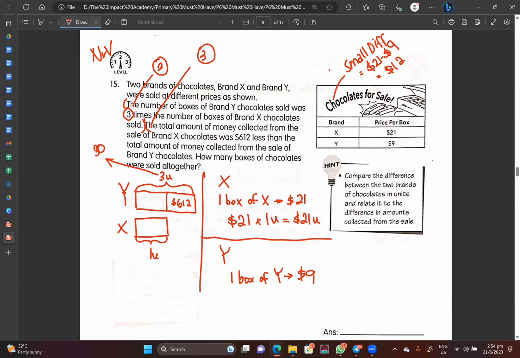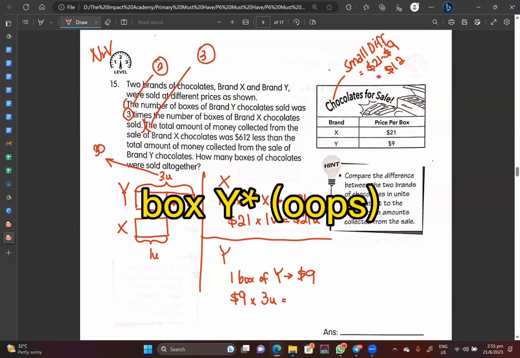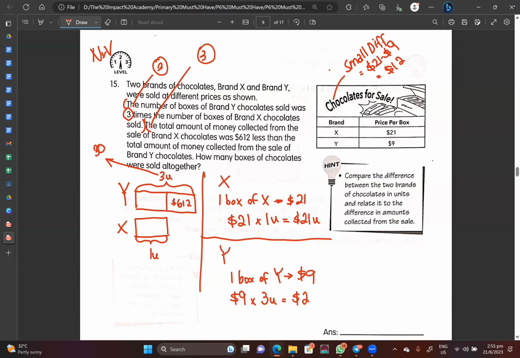What is 3 units? We don't know yet. Don't worry. You just have to do one thing, and that is just $9 times 3 units worth of box Y. You understand what I'm saying? Over here, I will get 27 units. Okay? Now, this is what we call the number times value. And then once you are done, you know that over here is $27 units, correct or not? And then this is actually what? $21 unit. You all agree so far?